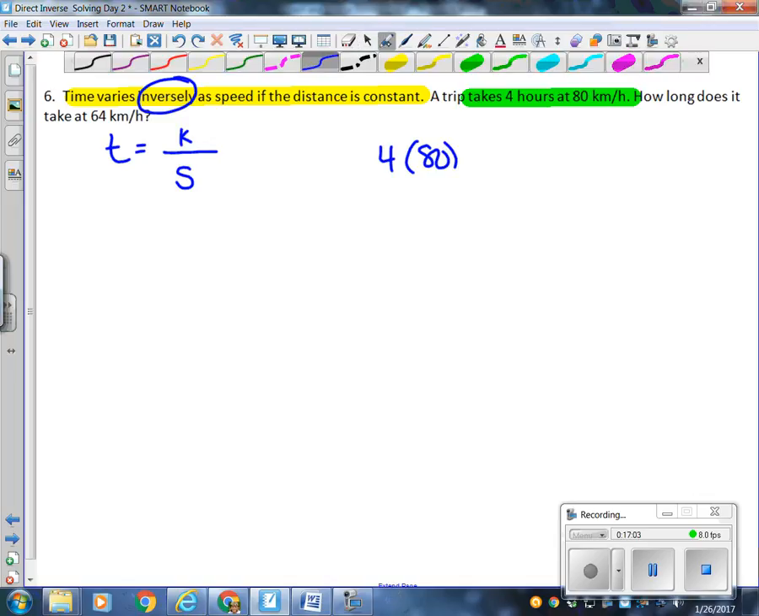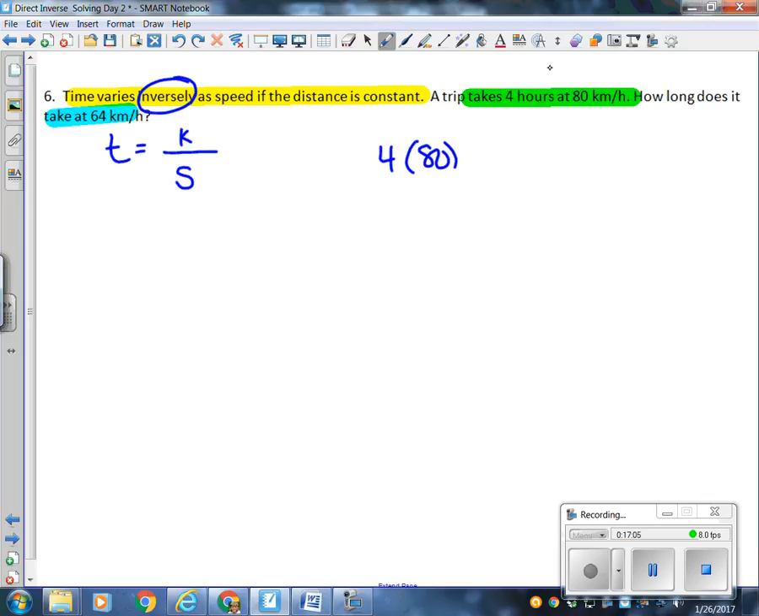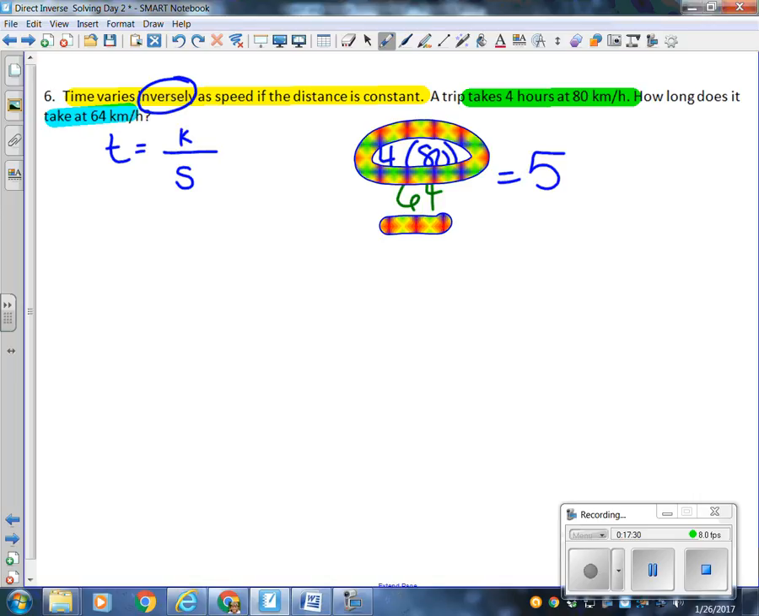So what if we change the speed? So how long does it take at 64? We're going to divide by the next number. Okay, so you multiply the two that go together, and then you divide by the next. So 4 times 80 divided by 64. I get 5. All right, so let's just see if that makes sense. How long does it take? It must take 5 hours.